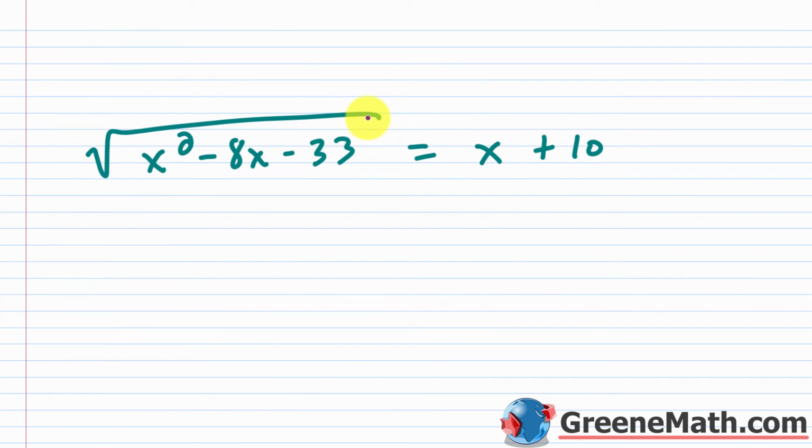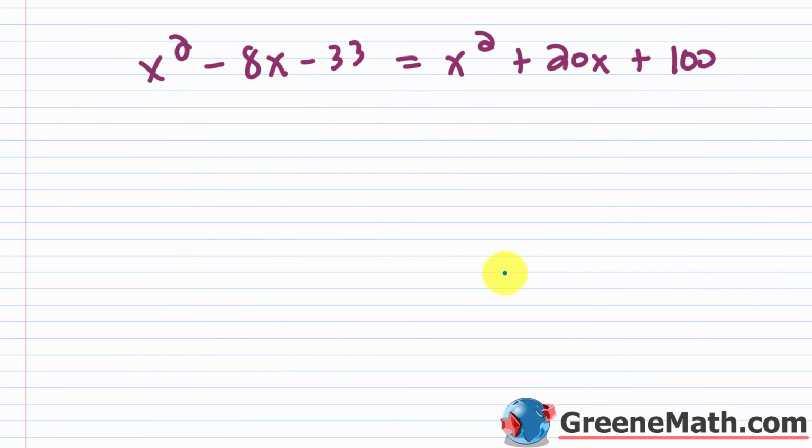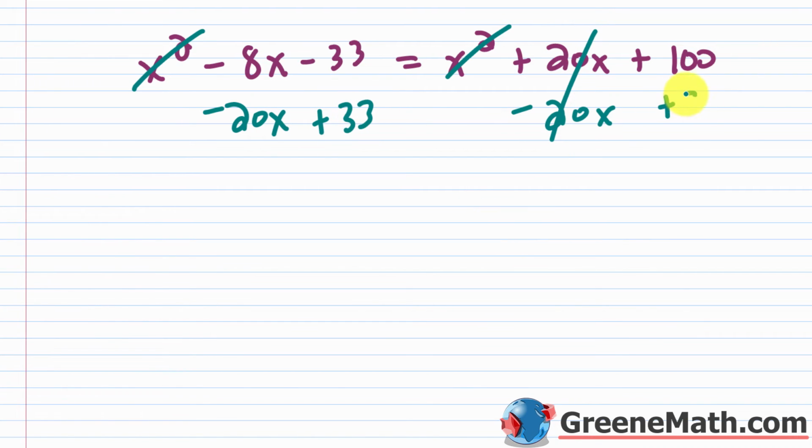Now this square root is isolated on the left, so I'm just going to square both sides immediately. And so this radicand here is what we would get. So we would have x squared minus 8x minus 33. This equals, over here, you have to use your formula. So x squared plus 2 times x times 10, which is going to be 20x, then plus 10 squared is 100. So notice that you have x squared here and x squared here. You could subtract x squared away from each side of the equation, and those would go away. I'm going to subtract 20x away from each side of the equation. Let's cancel that. Let's add 33 to both sides of the equation.